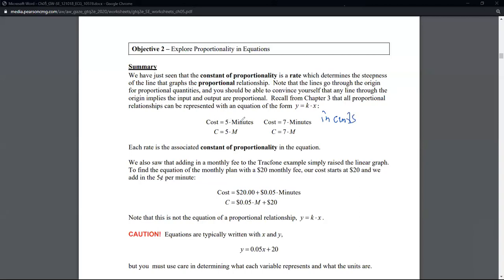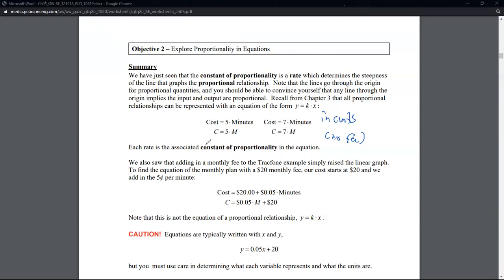The cost, 5 cents per minute times the number of minutes. So cost is 5 times M, where M represents the number of minutes. Or if you're paying 7 cents per minute, your cost is 7 times M. So these were not accounting for the $20 fees. If you wanted these in dollars, they would have been the cost is 0.05 times M and 0.07 times M, just FYI, and that's where this comes in lower.